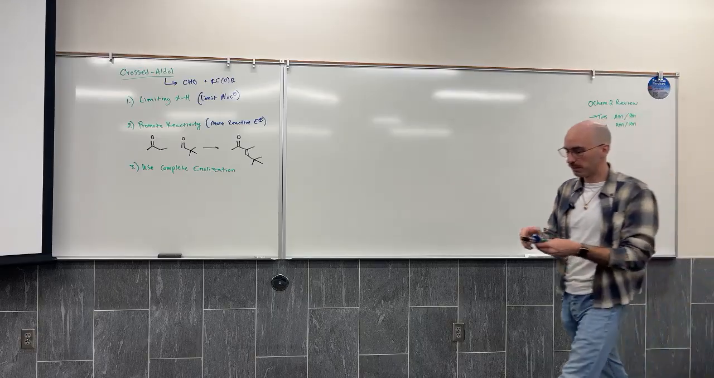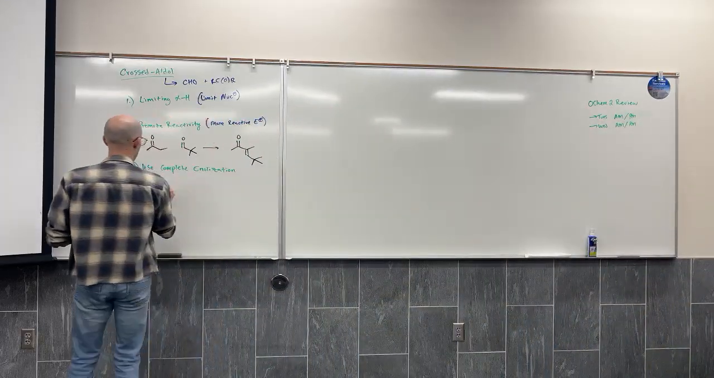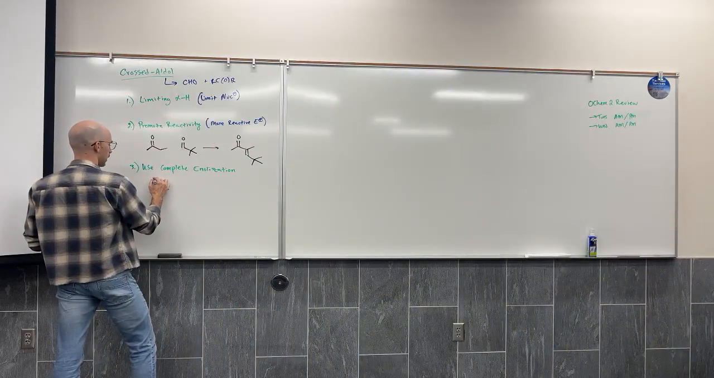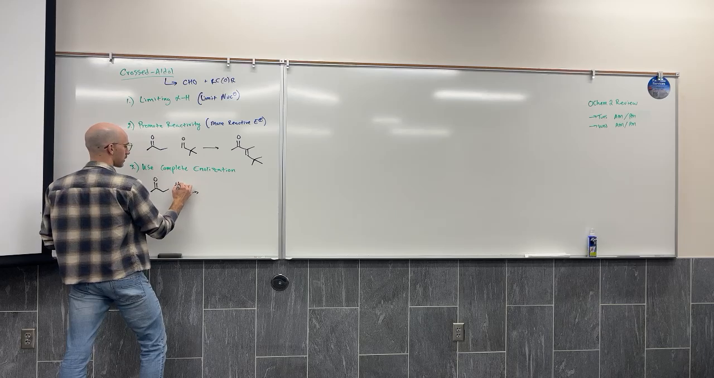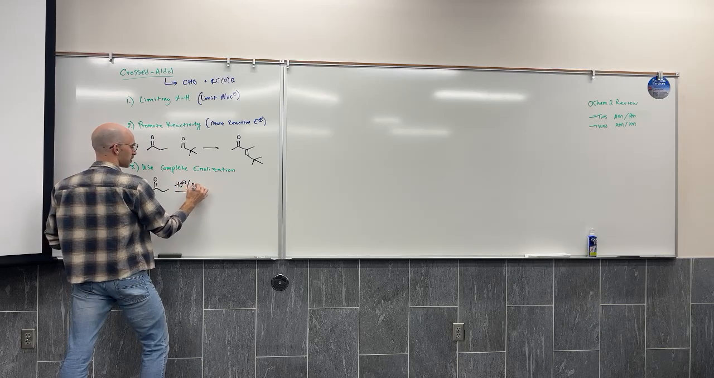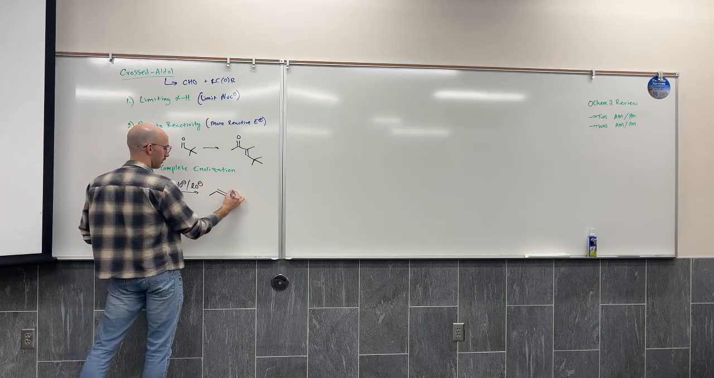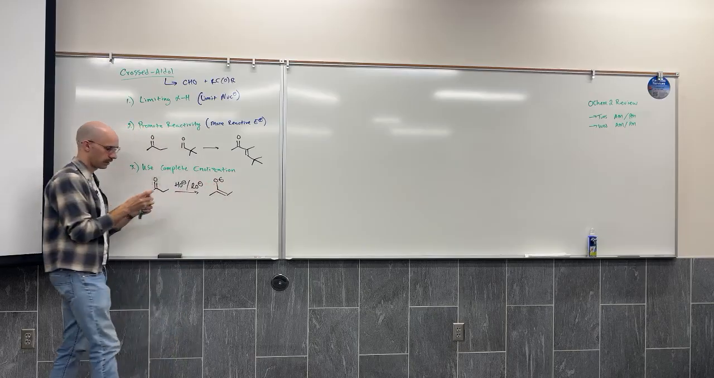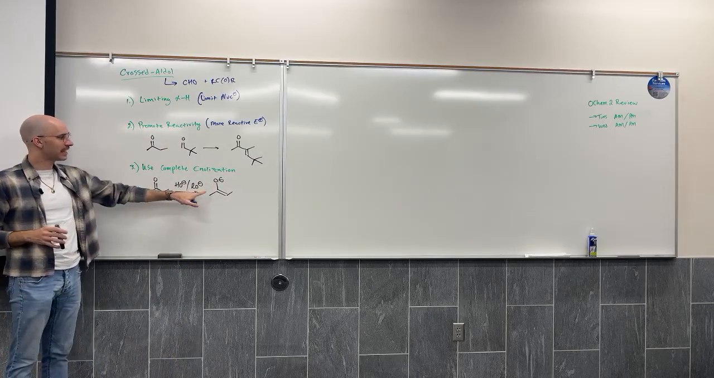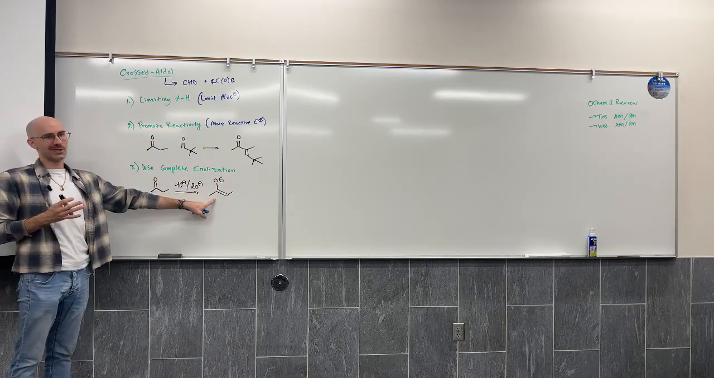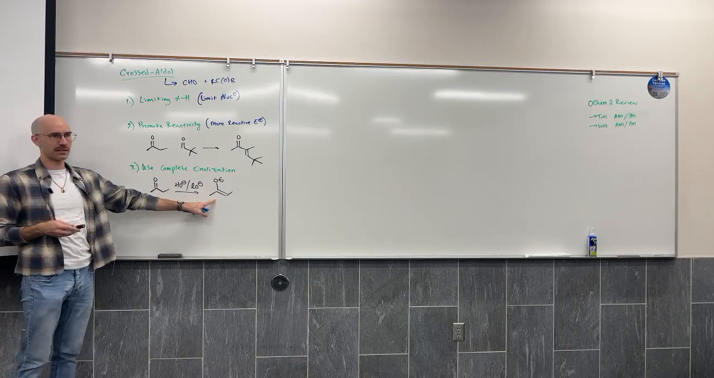The problem with using a base like hydroxide or even a small alkoxide is that this enolate that we make is only 10% of the solution.